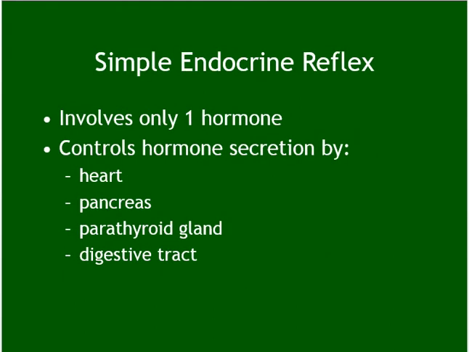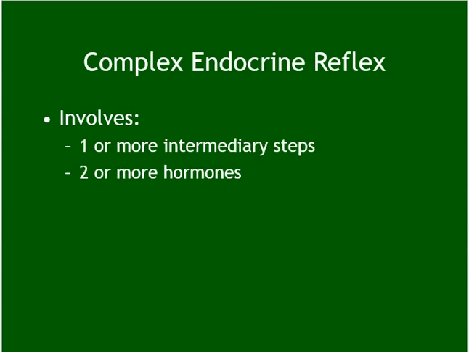The endocrine reflex can be simple or can be complex. Simple means involving one hormone only, and this is like the control of hormone secretion by the heart, pancreas, parathyroid, and digestive system, while the complex endocrine reflex will involve two or more hormones, so one or more intermediary steps. There are steps in the middle. If it is two hormones, there will be one step. If it's three hormones, there will be two intermediate steps, and so on.